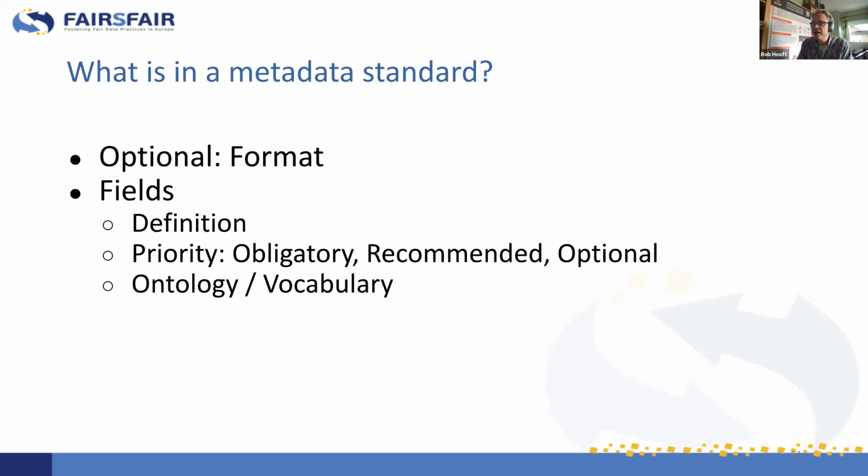So again, what is then in a metadata standard? Well, the metadata standard itself can define in what format it should be, but that's less important. What is more important is what kind of metadata is actually given. So that's fields. Each field, of course, needs a definition, a human readable definition, and we need to actually make sure that the machines that read the metadata understand it. And then often you have priorities, so they have metadata that are obligatory, recommended, or optional. And my warning is always that it's optional because in some cases they may not apply. It's not optional in the sense that you can just leave it out if you feel like leaving it out.